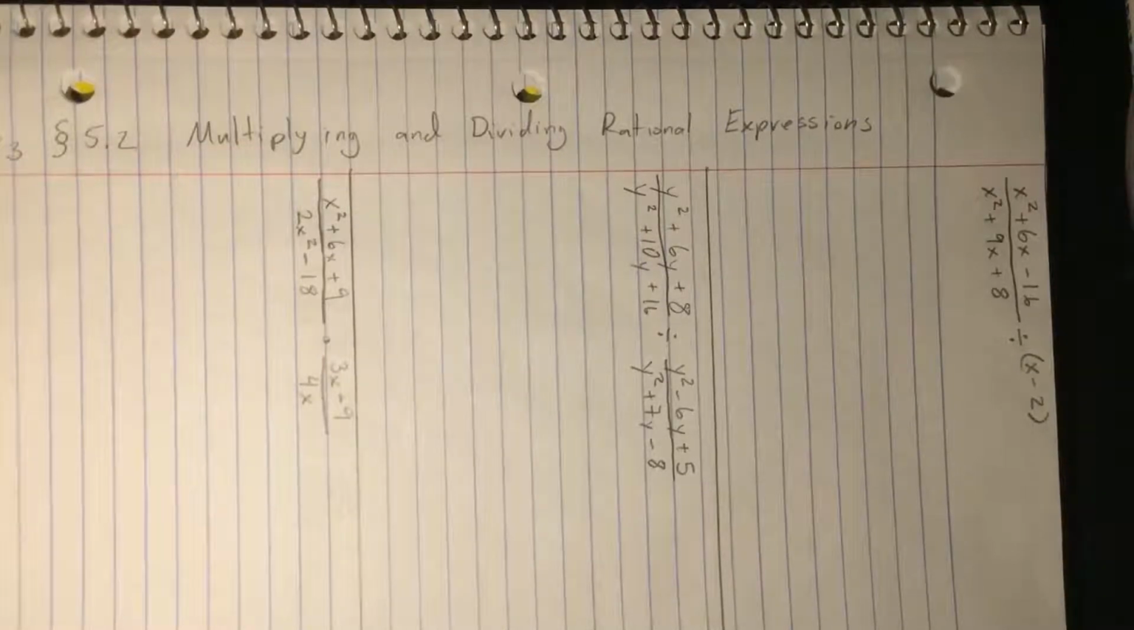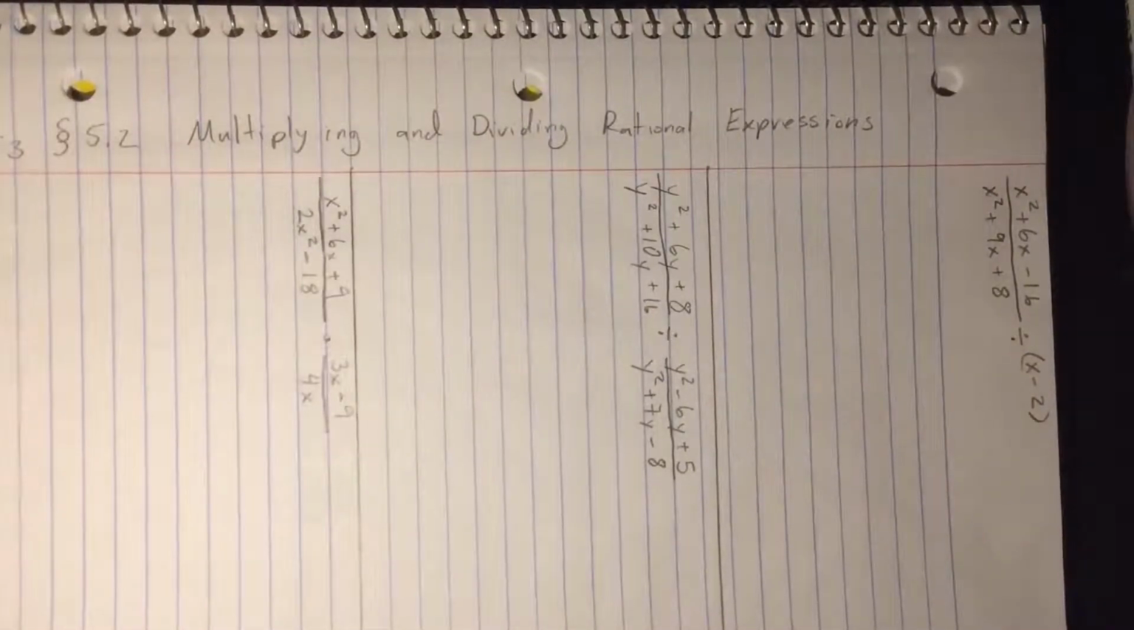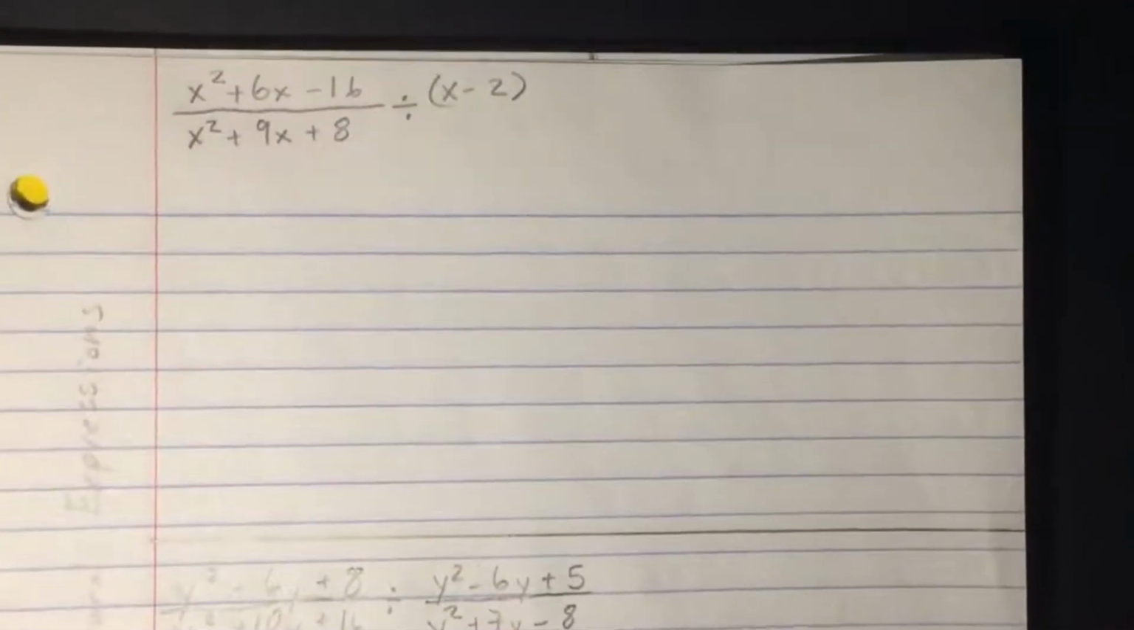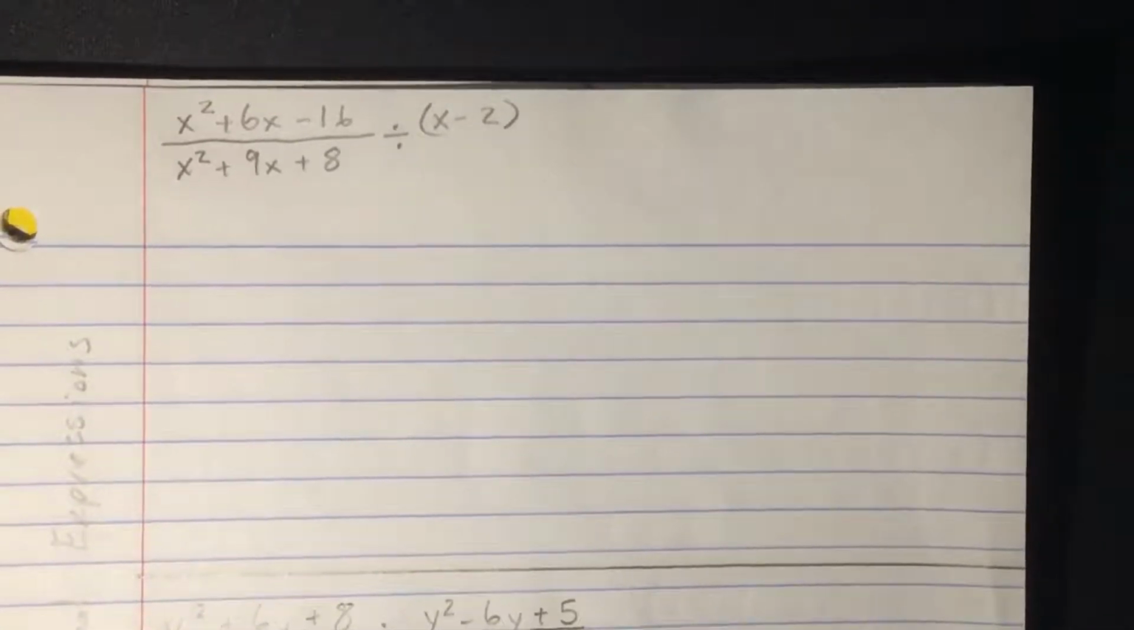This is section 5.2, Foldable 3, multiplying and dividing rational expressions. It looks like we're going to continue with some other multiplications and divisions of rational expressions here. So let's go ahead and zoom in and get started with this one.